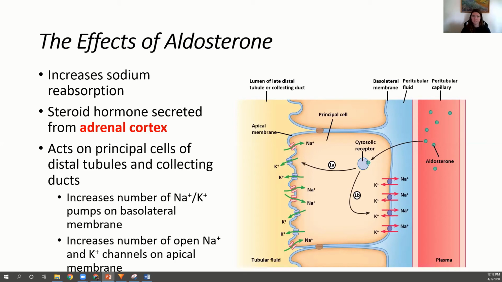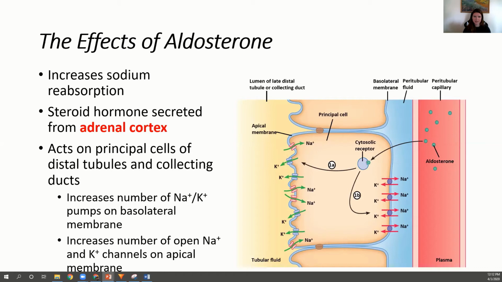So it's going to be increasing the number of open sodium channels on the apical membrane. So our sodium is able to flow into these cells when we have open sodium channels. So our aldosterone is going to go ahead and open up those sodium channels, potentially make more of them.